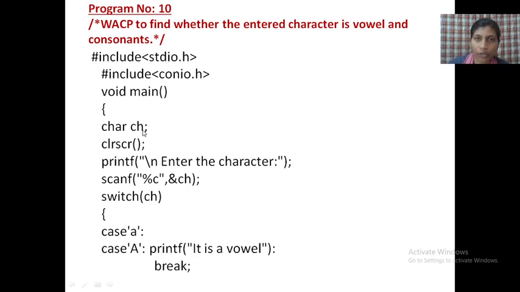Whatever variable you have used in your program, you write that variable in parentheses. Switch open bracket, then case a. See, in a switch statement we write the cases. If any particular case is true, that message will be displayed on the monitor screen. If that case is false, it will check the next case. Like this the program works.